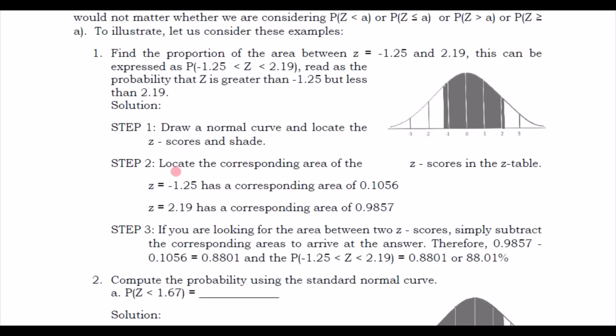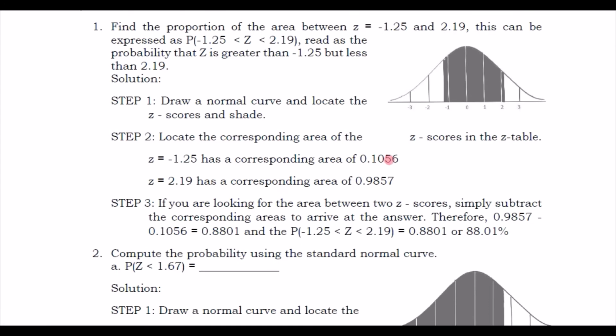Okay? So, to locate, gamitin natin yung table. 1.25 has a corresponding area of 0.1056. So, saan ito makikita? Doon sa table. Okay? Positive 2.19 has a corresponding area of 0.9857. So, saan ito hahanapin? Ganun din sa table. Okay? Hanapin mo yung 2.19. So, ito yung makikita mo. Okay? And then, ano yung gagawin mo?